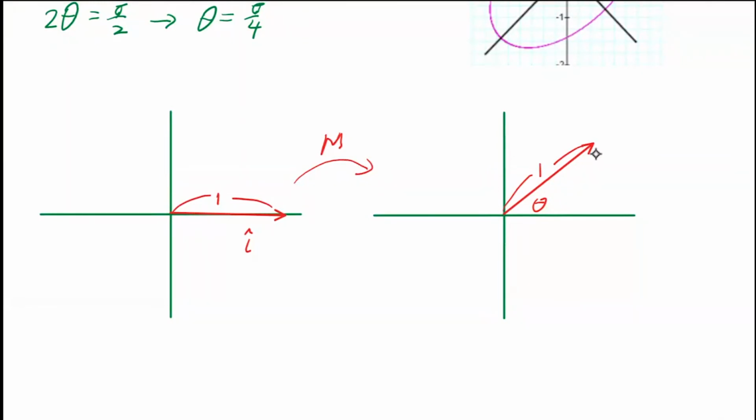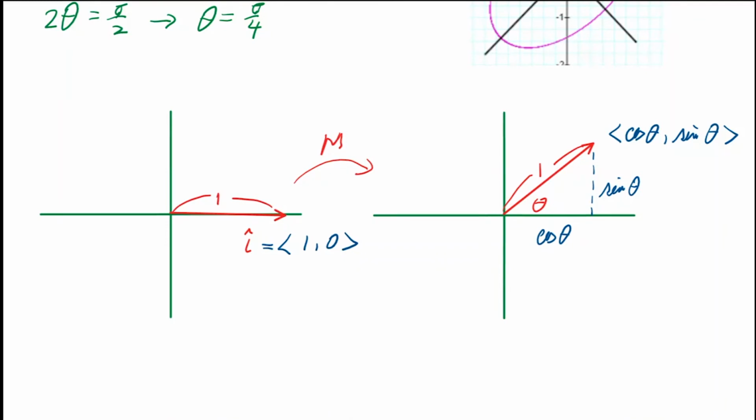Oh, come on, children. How long is this side? Sine theta. Huh? So this is cosine theta. How long is this side? Sine theta. So the vector that you used to write is cosine theta, sine theta, right? And this I vector, of course, I'm still going to write it, is 1, 0, correct?